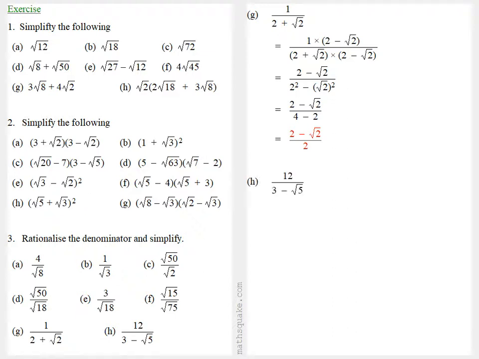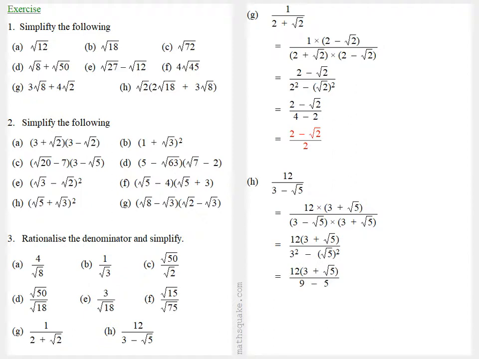In question H, we have 12 over 3 minus root 5, so we multiply top and bottom by 3 plus root 5. So on the top we have 12 into 3 plus root 5, and on the bottom we have 3 squared minus root 5 squared. Well, on the top it's still 12 into 3 plus root 5, and on the bottom we have 9 minus 5, which means on the bottom we have 4. Now, the 12 and the 4 cancel to give 3 on the top, so we're left with 3 into 3 plus root 5, which is 9 plus 3 root 5.